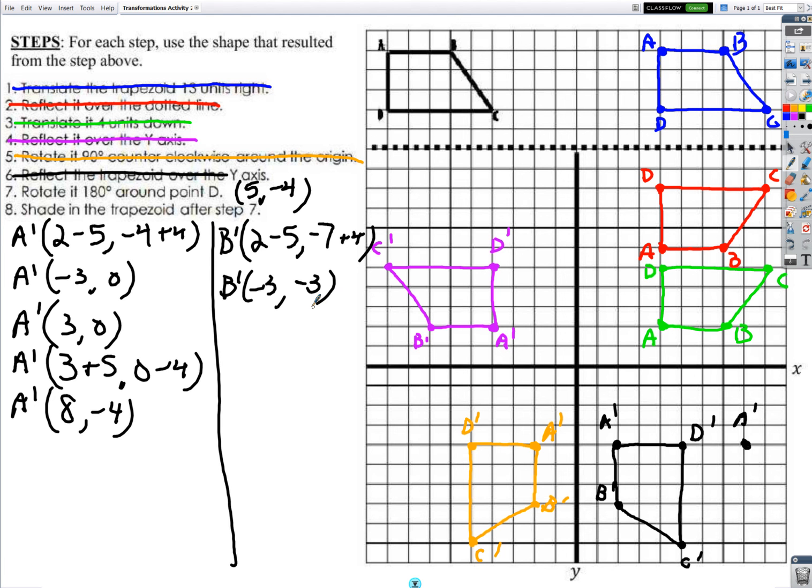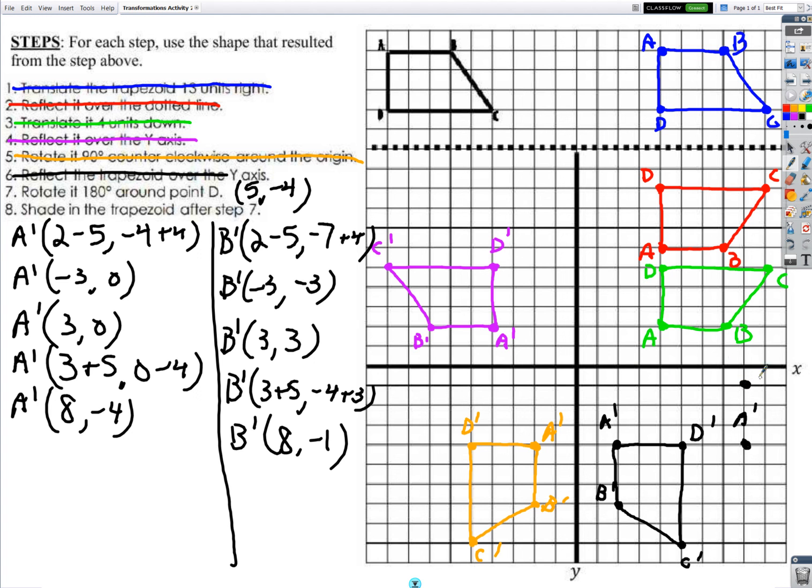Now let's do the rule. What's the rule for a 180? Negative x, negative y. Change both signs, so we end up at 3, 3. Then at the end we add it back. So 3 plus 5, -4 plus 3. So we end up with 8 and -1. So 1, 2, 3, 4, 5, 6, 7, 8. So this is B prime.